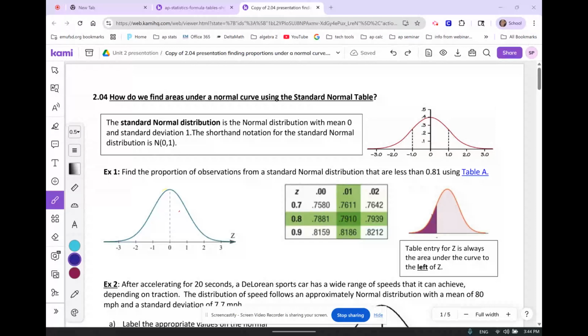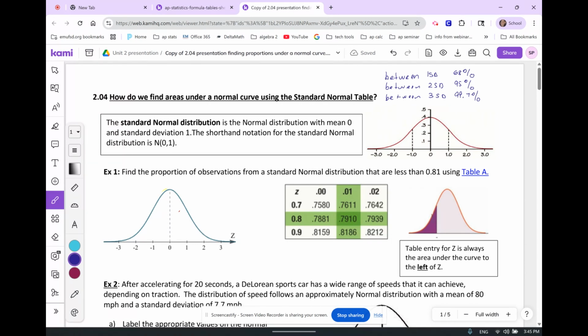In yesterday's Lesson 2.03, we found areas under a normal curve using the empirical rule. Specifically, if you were looking between one standard deviation, 68% of the data would lie there. Between two standard deviations, that was 95% of the data. And between three standard deviations, that was 99.7% of your data observations.